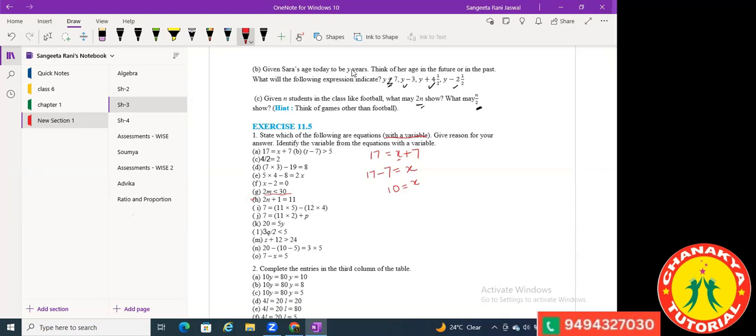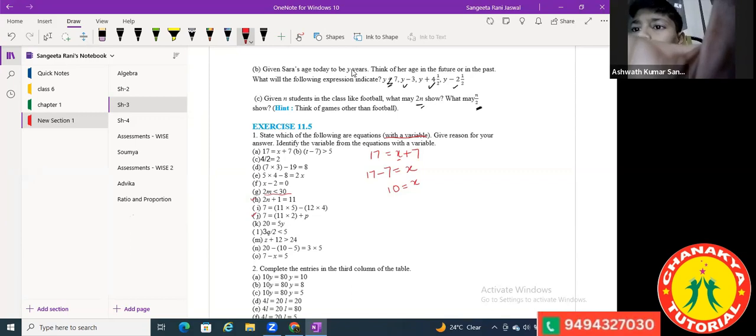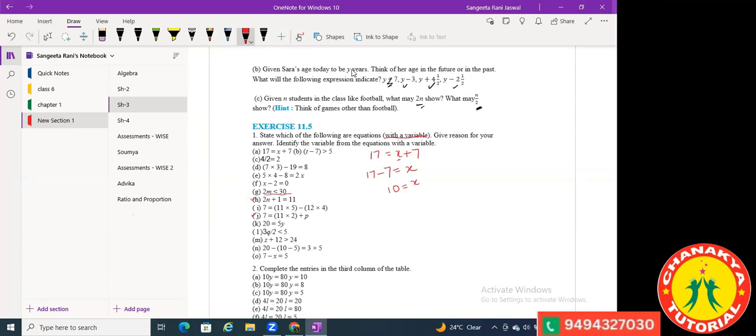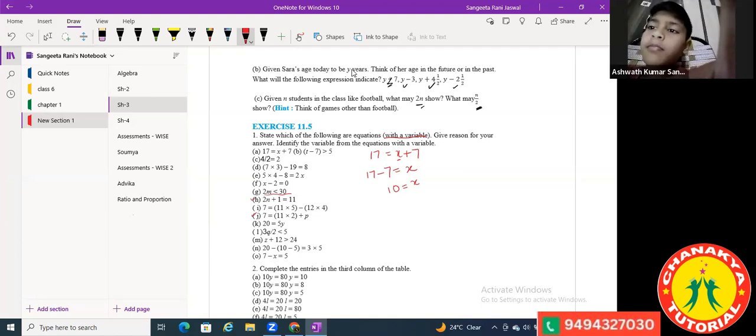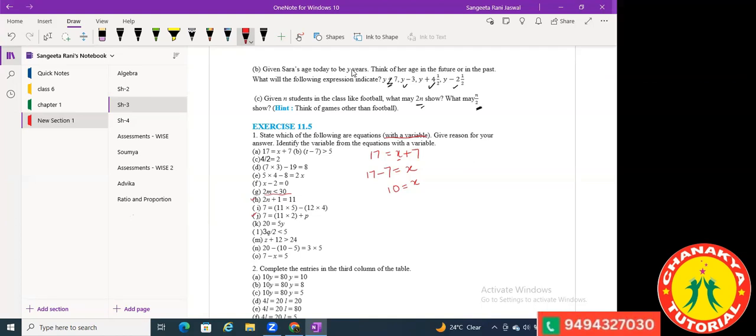Ashwat, tell me this one, J part. Is this an equation with a variable? Yes, ma'am. Which is the variable here? P. P. Good. Ashwat, you have raised your hand.